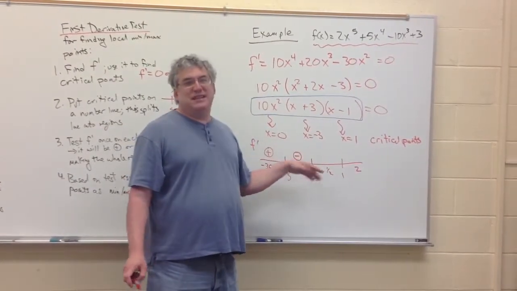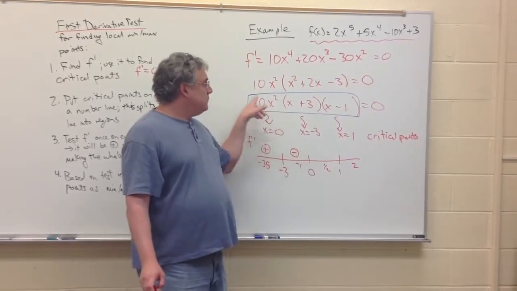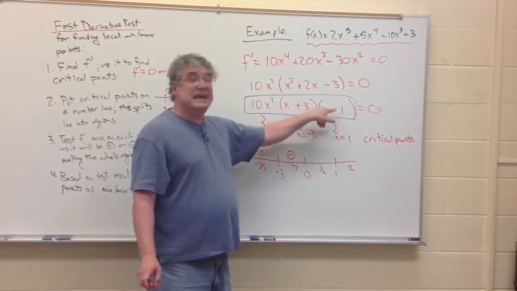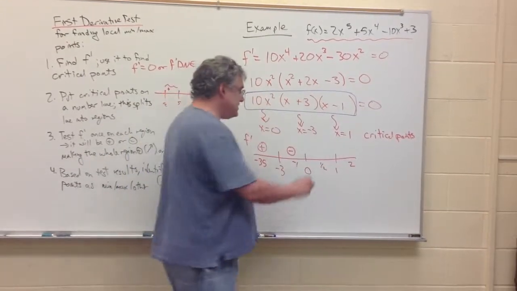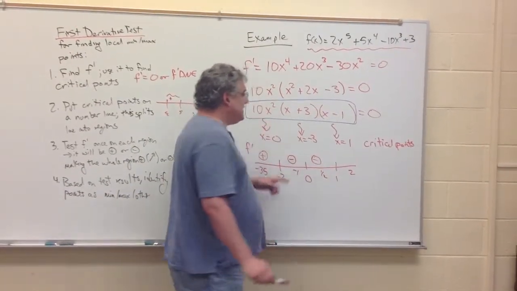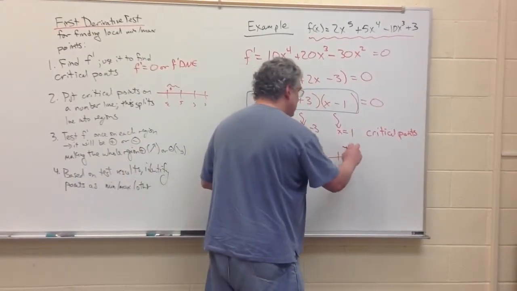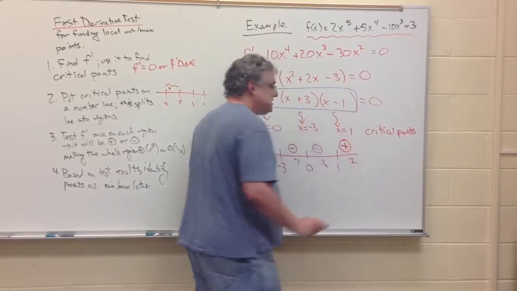Next one's a half. That's a little harder to work with, but we can do it. Positive, positive, negative. Multiply together, we still get a negative. And then 2. Positive, positive, positive. Everything's positive. And there's the pluses and minuses of the derivative.